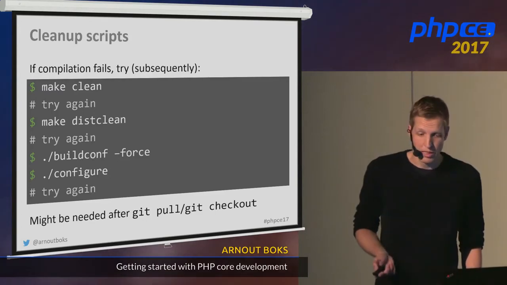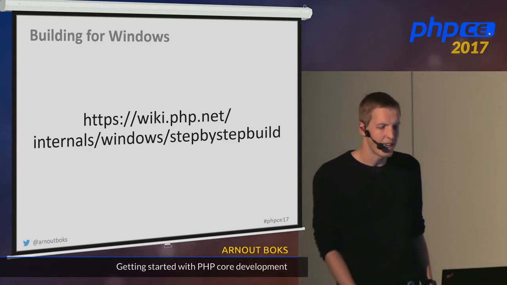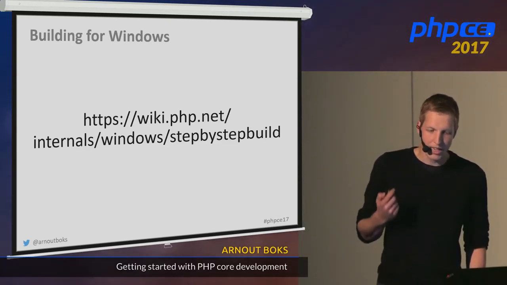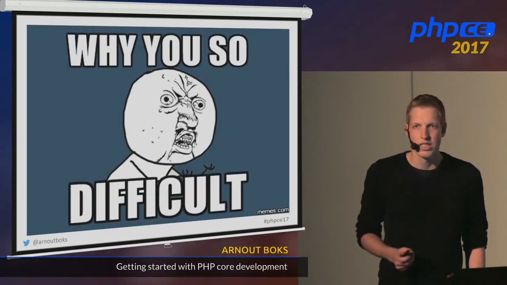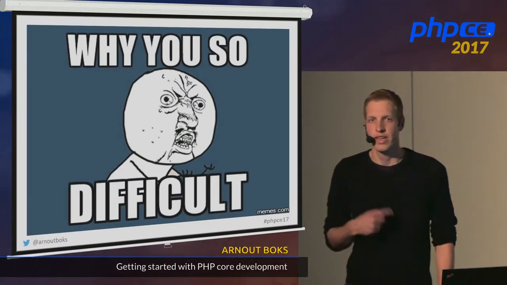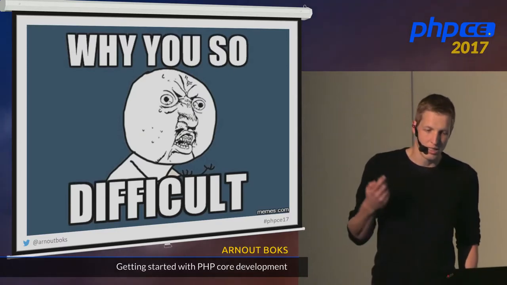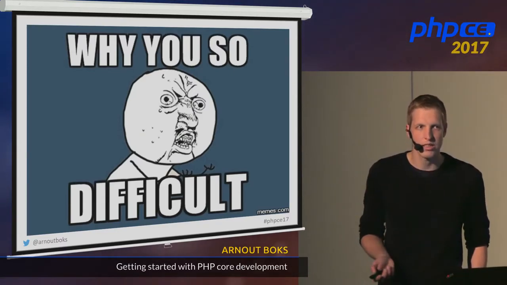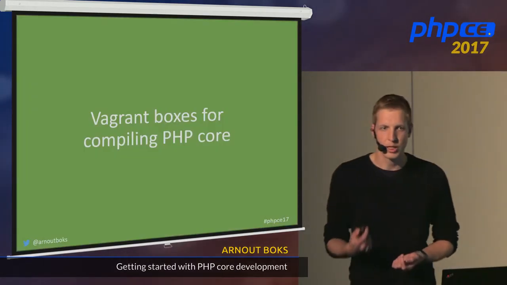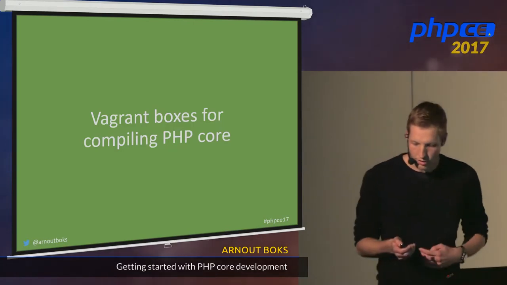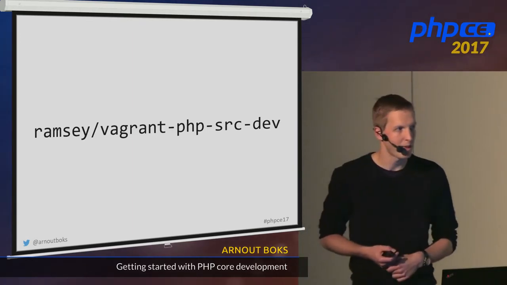There are also instructions for building on Windows, which are slightly more complicated, but they can be found on the PHP wiki. And you may have noticed that this process is actually quite difficult. So there were some people that tried, hey, can't we make working on these things and compiling PHP from source a bit better? And they came up with some solutions with vagrant boxes that can be used to compile the PHP core. One of those vagrant boxes is Ramsey slash vagrant PHP source dev, created by Ben Ramsey.